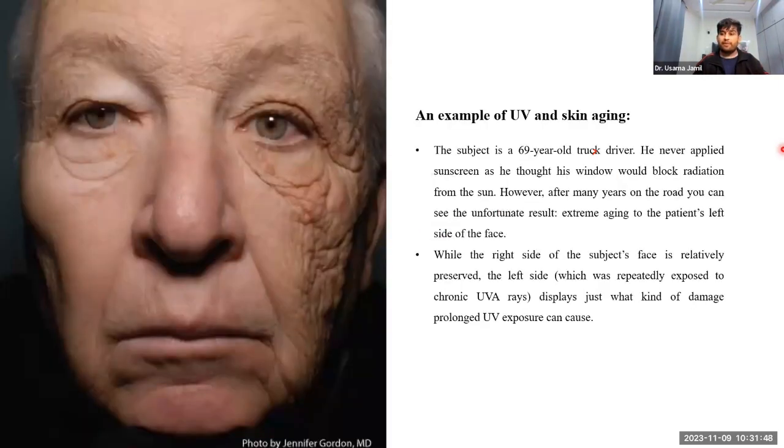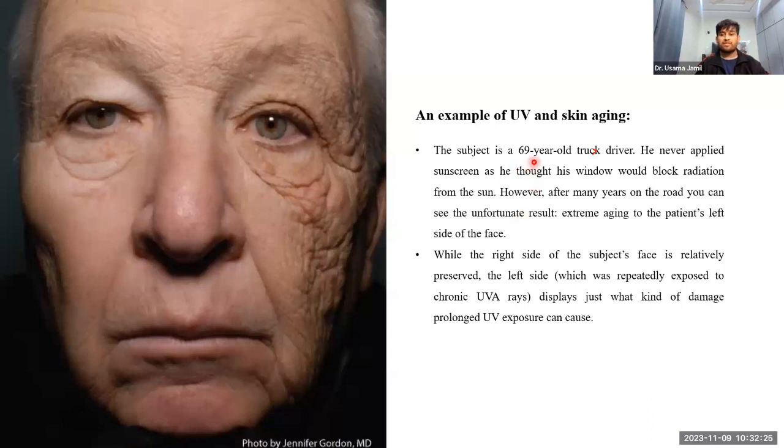So this is an example of UV and skin aging. If you look at this area, you will see this. If you put a hand on this side, you will see there are more wrinkles, more aging, and that person looks like 10 or 20 years older than their age. And if you look at this side, the skin is relatively resilient and seems bouncy, and there are far fewer wrinkles and fewer signs of aging.